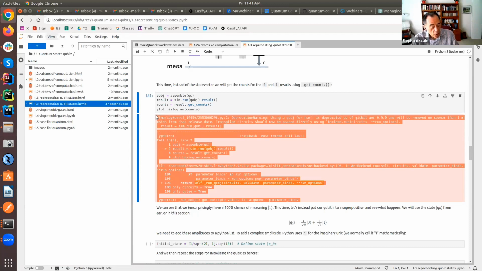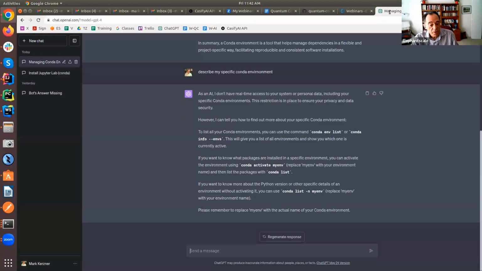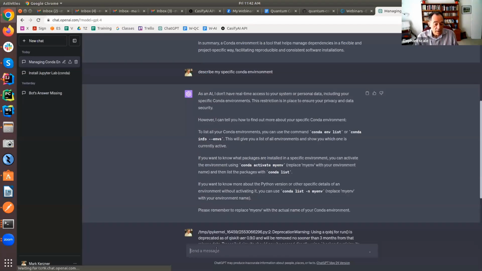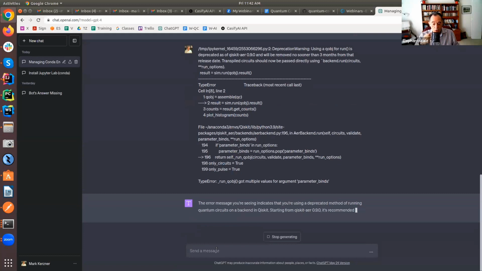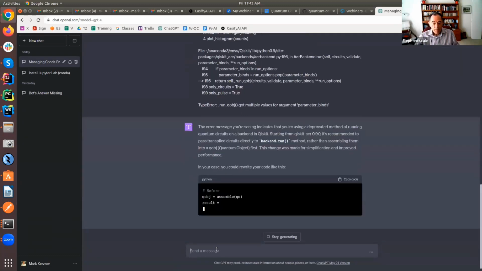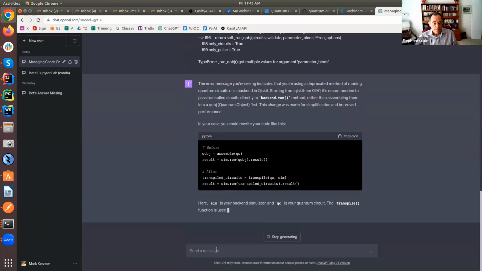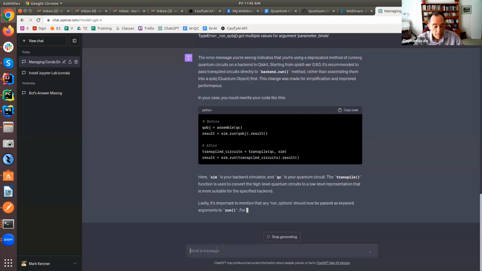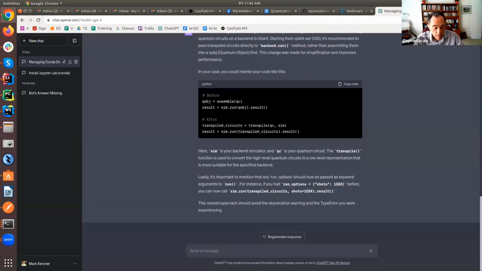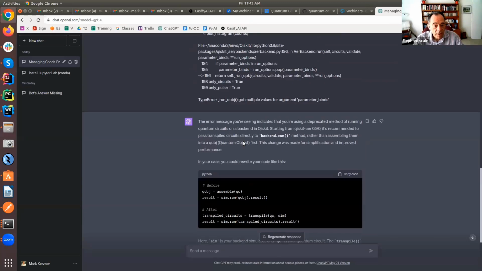Just straight like that, the whole thing, no explanations, because ChatGPT knows what you expect. Let's see. Okay, so it's talking about how you are using a deprecated method. And there will be two basic approaches: change the code or change the library. Starting from Qiskit 0.9.0, you should use different ways of doing things.